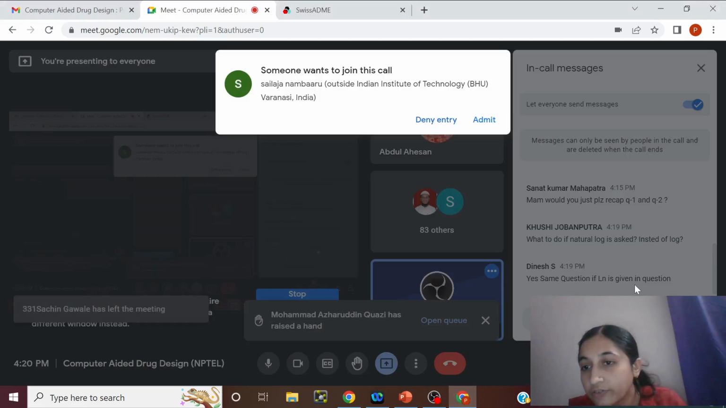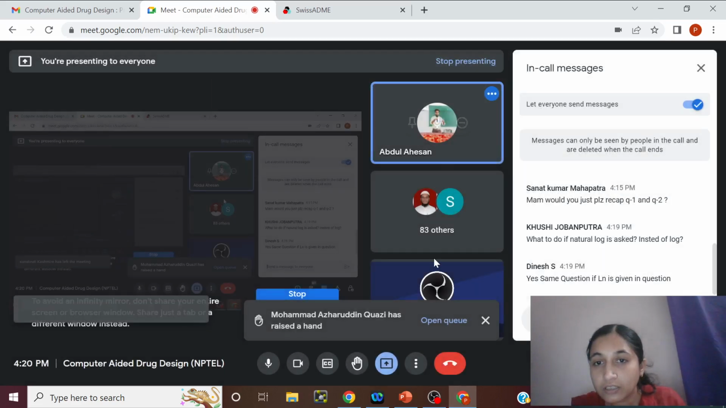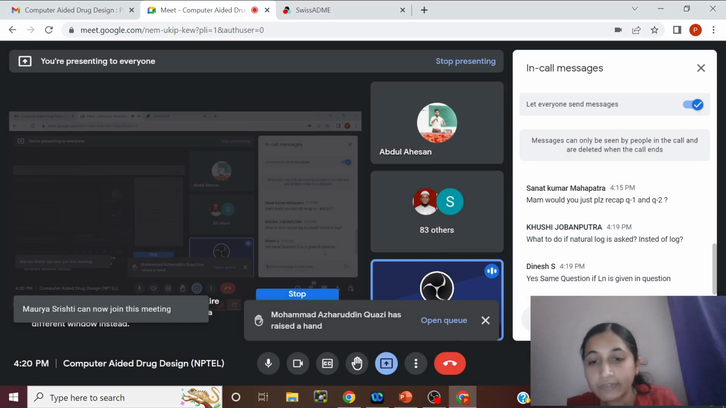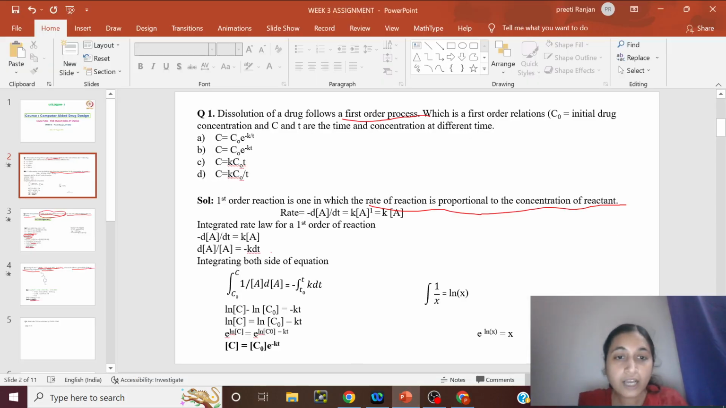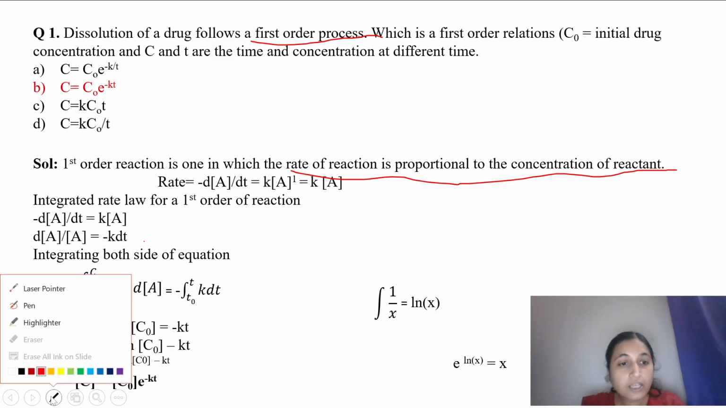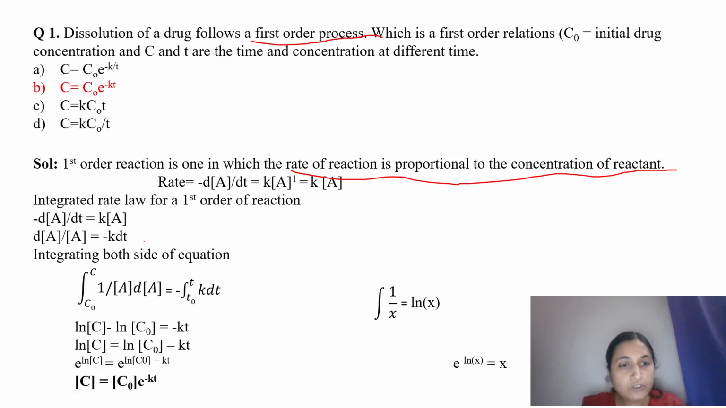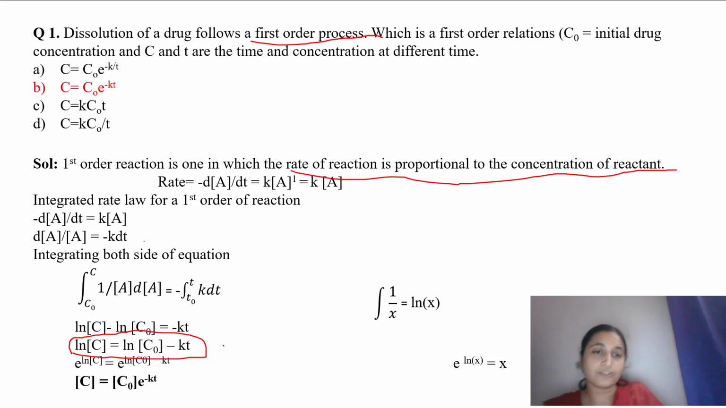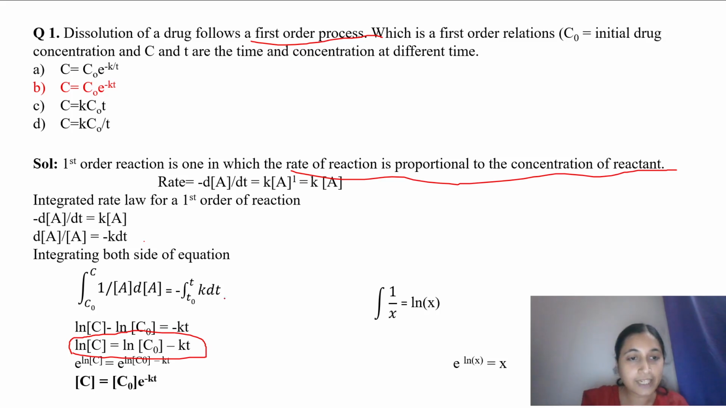Yes, if ln is given in the question, yes, in the same question, if ln is given in the question, yeah, this equation you will use. Yeah, you use this equation, no? This one. That's why I have gone through all these things. This one, right? Understood, right?